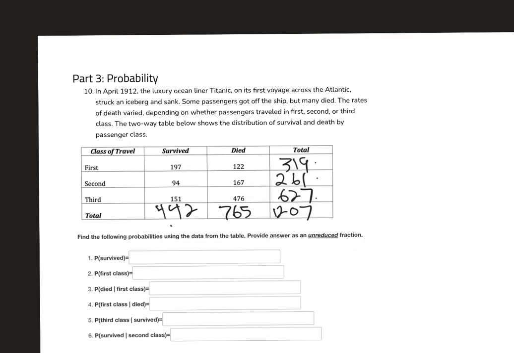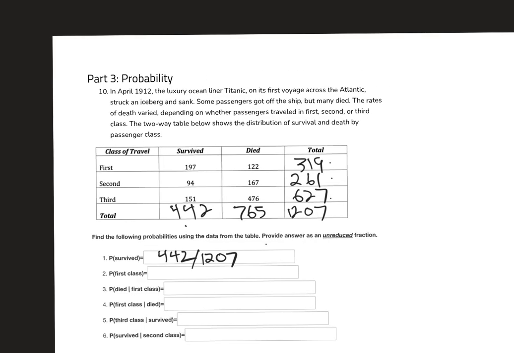Okay, probability that a person picked at random from this entire group survived. Well, we know that the denominator is going to be 1207 because we're picking from the entire group. And the number of people who survived, 442. So the probability that a randomly selected person from this 1207 people will survive is 442 out of 1207. Probability someone is first class, again, out of 1207, but this time we're looking at this 319 total here, so that would give us 319 over 1207 as the probability.